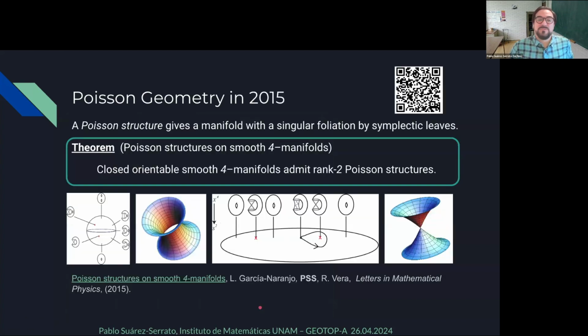And another motivation for studying Poisson geometry is a theorem that I showed with Luis Garcia Naranjo and Ramon Vera that tells us that all closed orientable smooth 3-manifolds admit rank 2 Poisson structures.